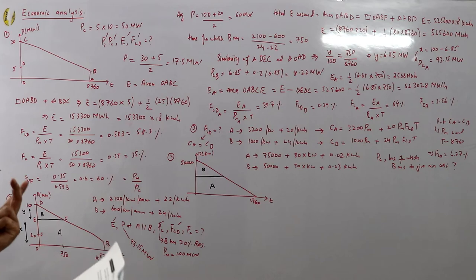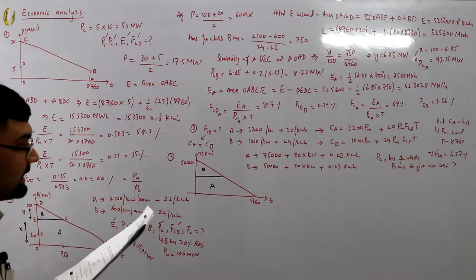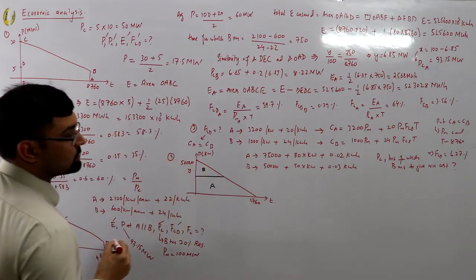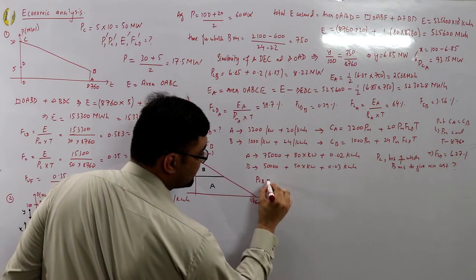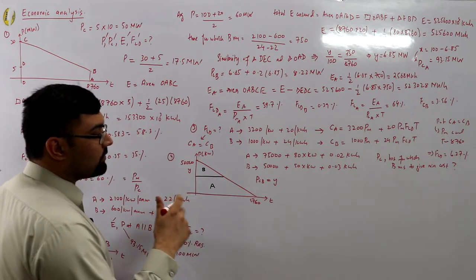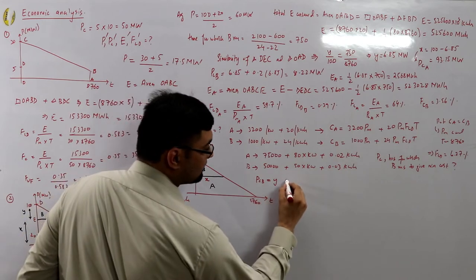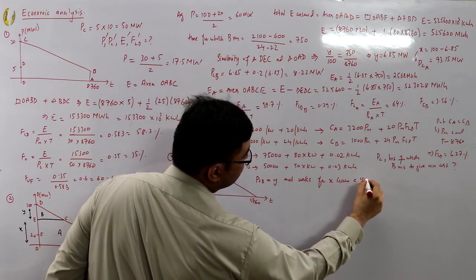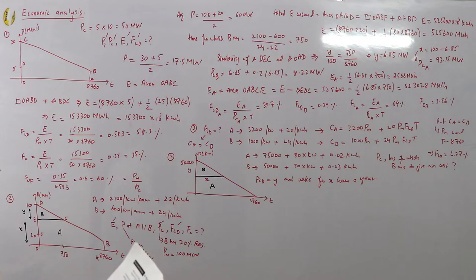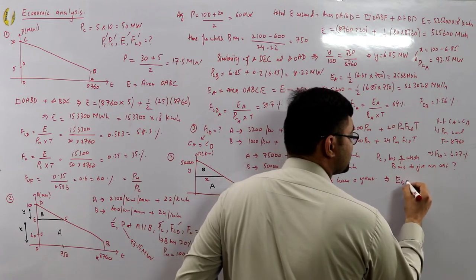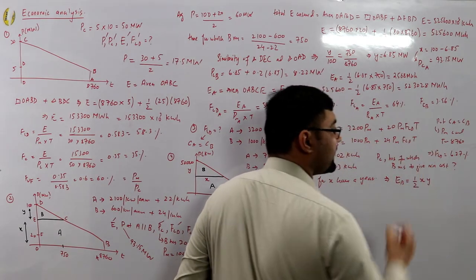Let's get going. Let's suppose that the installed capacity of station B is Y and it delivers energy for X hours per year. So this is the initial assumption. Then the energy delivered, EB, would be half of X into Y. Won't it be like this?